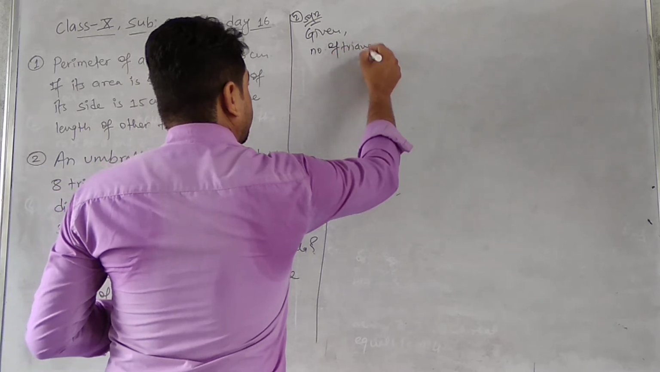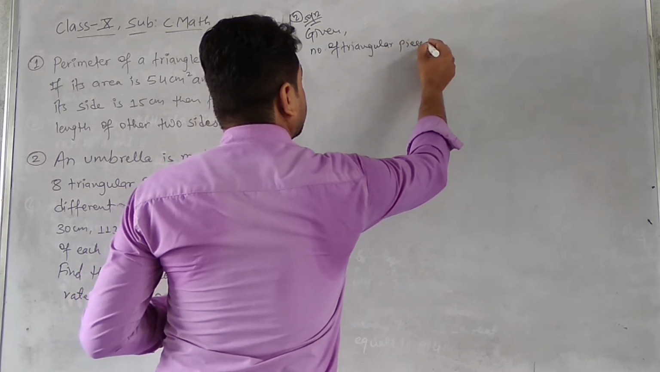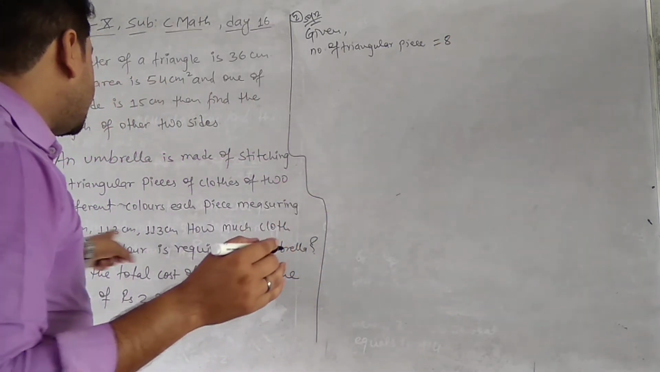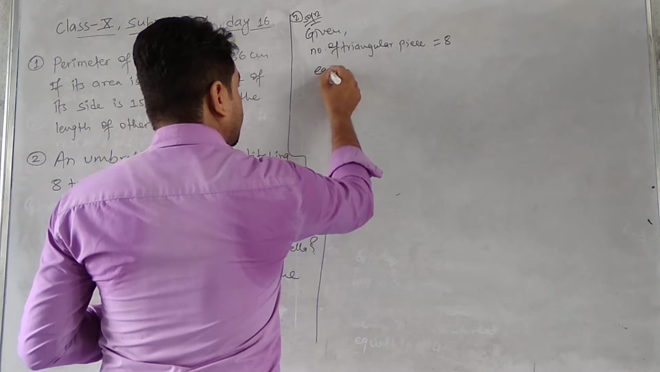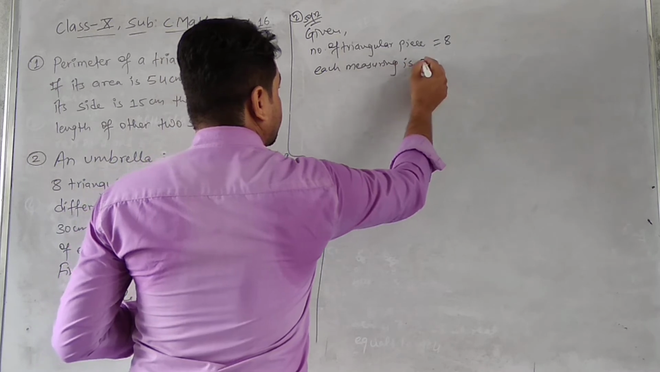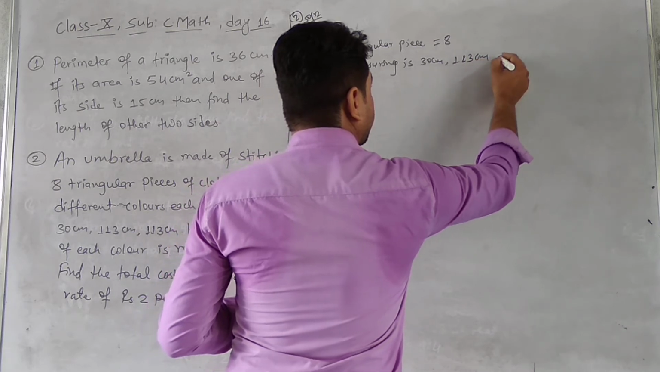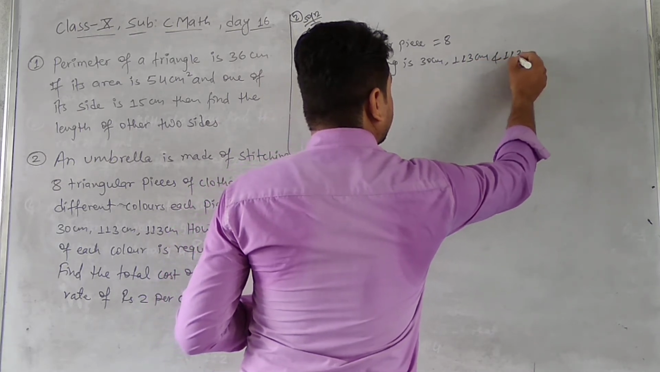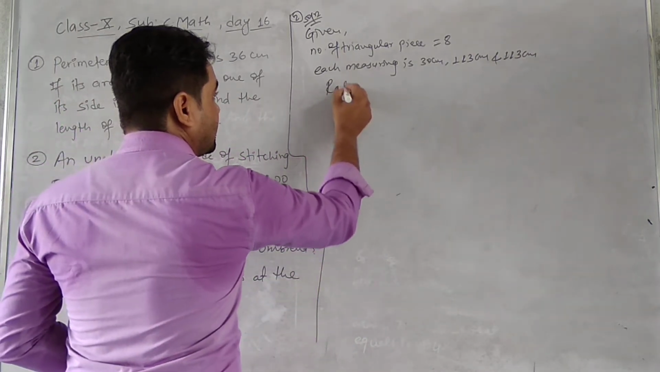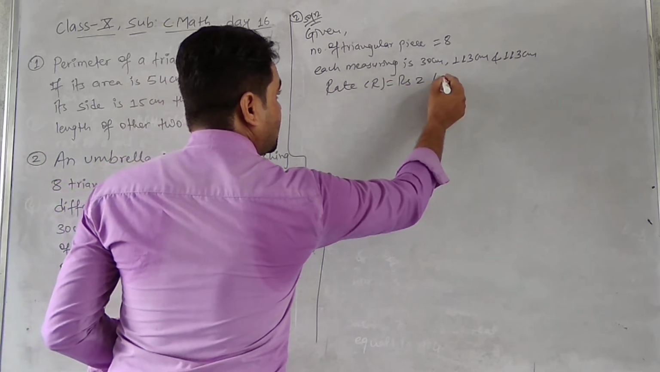Number of triangular pieces equals 8. Its measuring is given: 30 cm, 113 cm, and 113 cm. And then the rate is given there. Rate R equals Rs 2 per cm square.